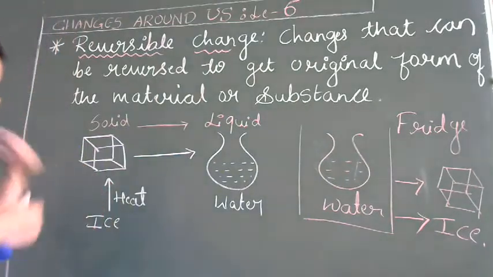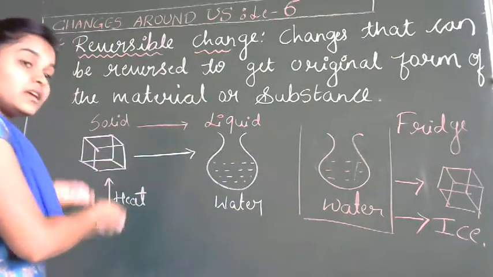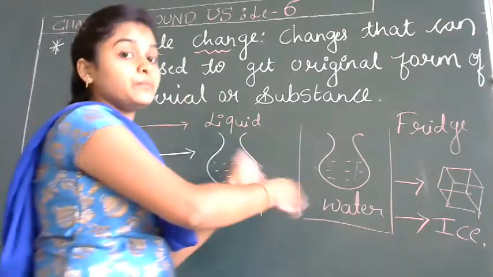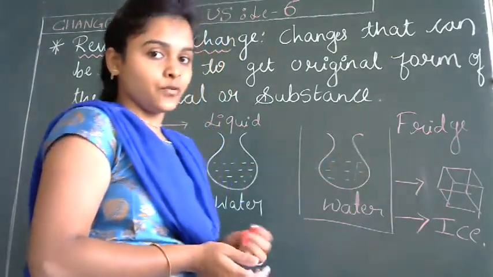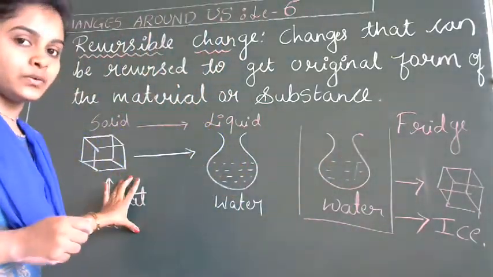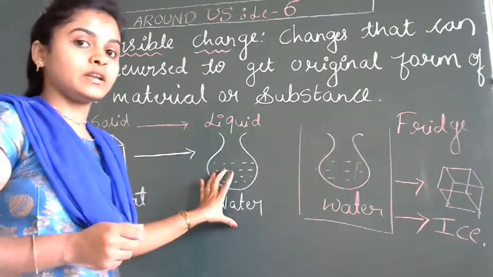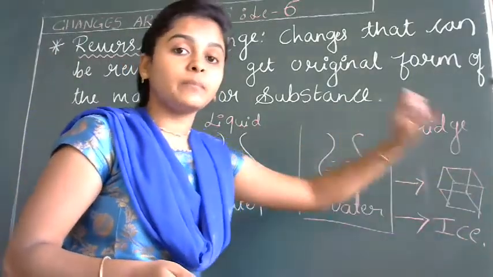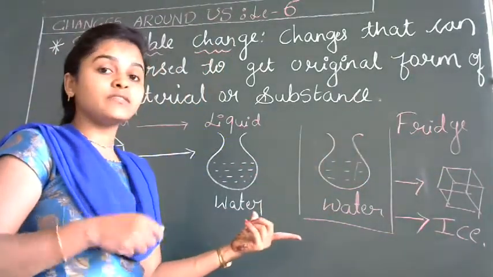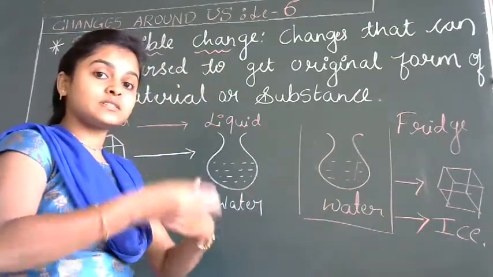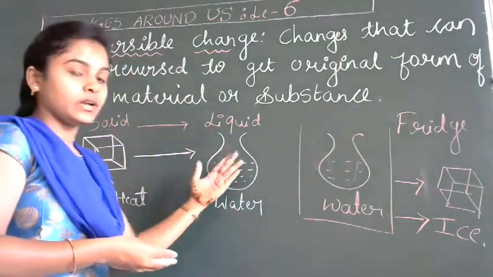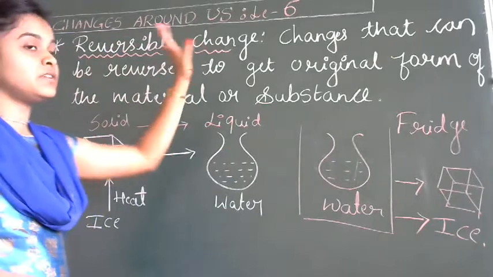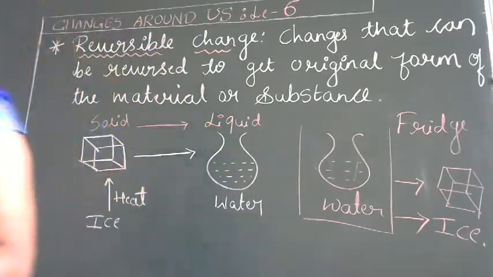Now, what it means here is that when we are changing the substance, the change can be brought back to the original form. Previously, we had an ice cube. When we melt or heat it, we get water. Then when we freeze that water again, we get back the ice cube. So this is reversible; we can reverse the change. Solid can be converted to liquid, and again liquid can be converted into solid. Such kind of changes we call a reversible change.